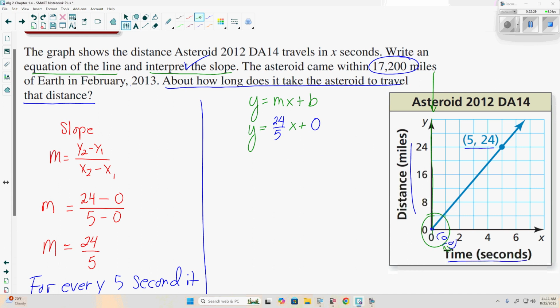M is slope. Now at this point here we can reduce this equation because we'd have 24 over 5x. Do we need the plus 0? No, so the equation is what? 24 over 5x. 24 fifths x. And that's the equation. So we found the equation of the line. We interpreted the slope, yes?